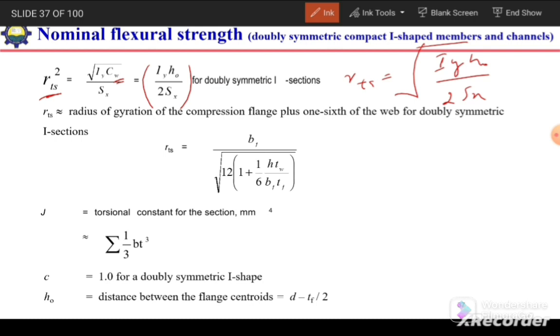So I_y is the second moment of area about the y-axis. h_o is the distance between the flange centroids, meaning d minus t_f by 2, and this S_x is the elastic section modulus.